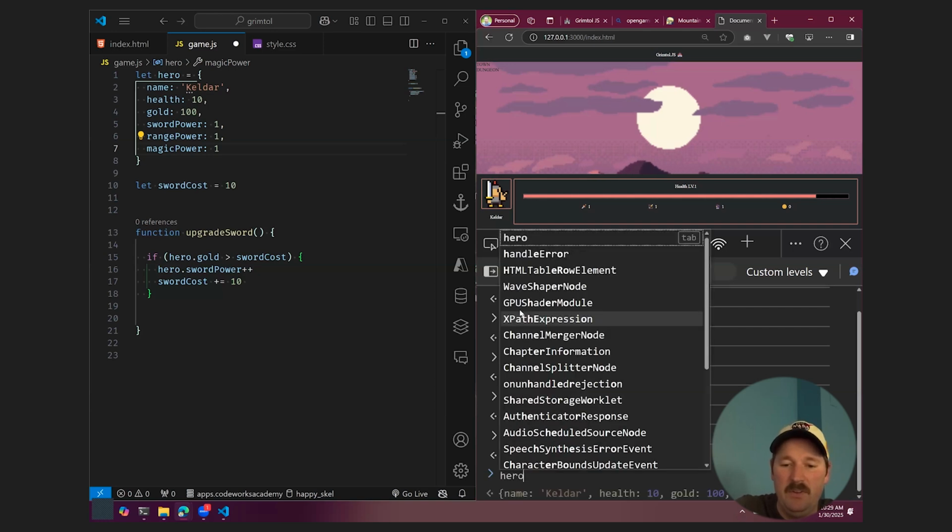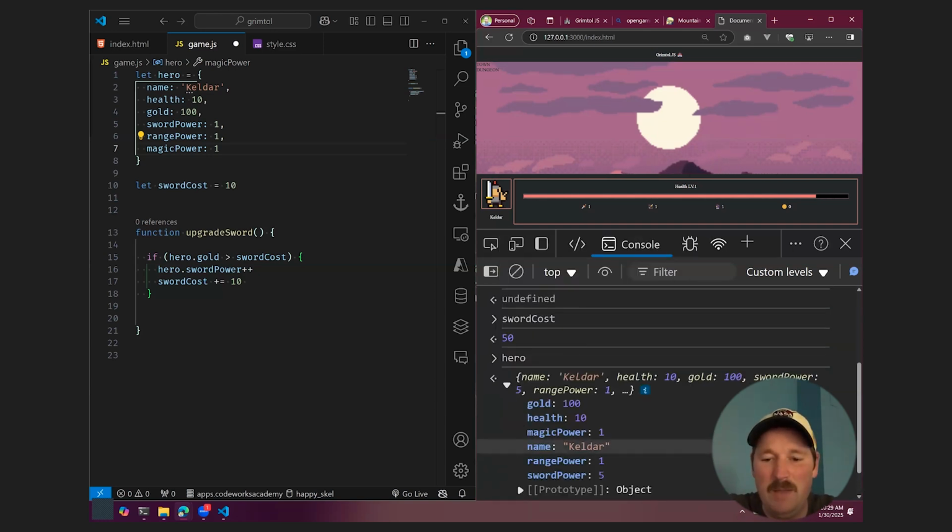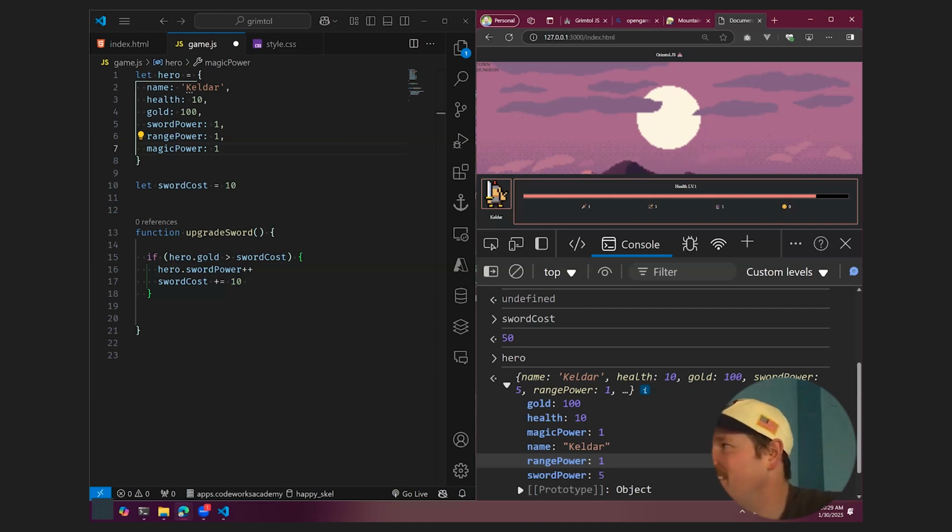So let's look at our hero. And I think you just called this out. What is the problem with what we are currently doing? Yeah, the gold's not going down. So it's like, man, I got 100 gold and I can buy as many sword upgrades as I want, because my gold never goes down. That's kind of lame. We probably want to make sure that our gold also goes down.